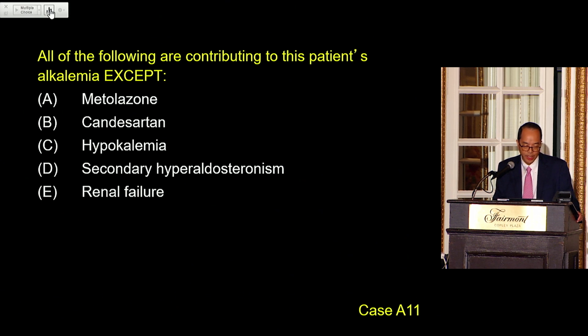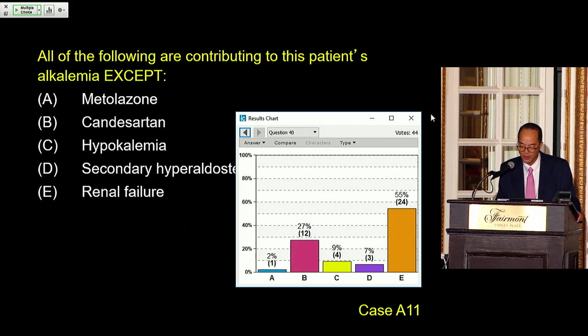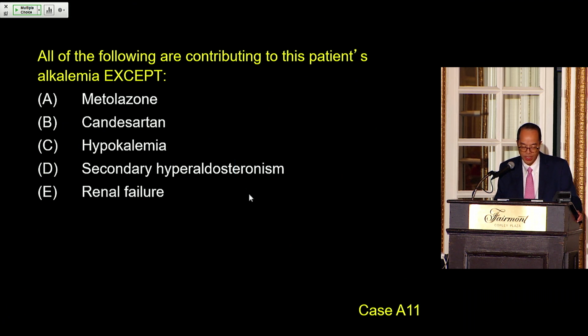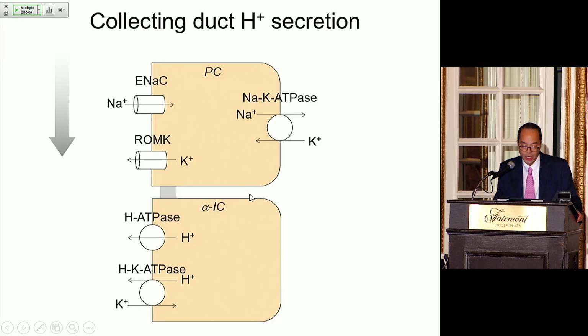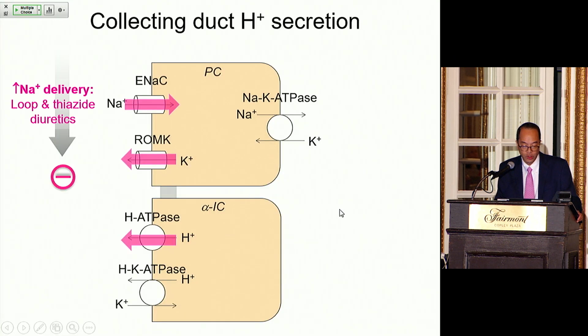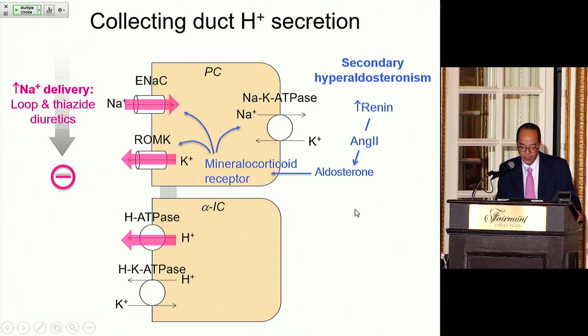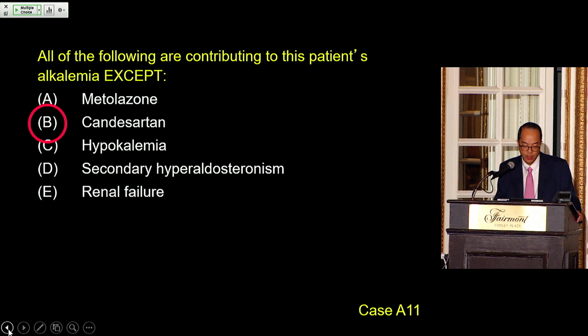Okay, let's see what you guys think. Yeah, this one always trips people up. So half of you thought renal failure, which is probably not the best answer, and a quarter of you thought candesartan, which is the correct answer. So just to remind you, the causes of hypokalemic metabolic alkalosis include increased delivery of sodium to the collecting duct and increased aldo effect. Okay, all of those do the same thing. So secondary hyperaldosteronism, hypokalemia also contributes to metabolic alkalosis.